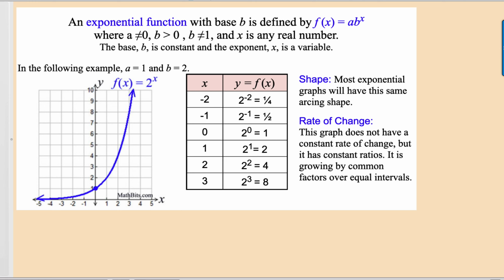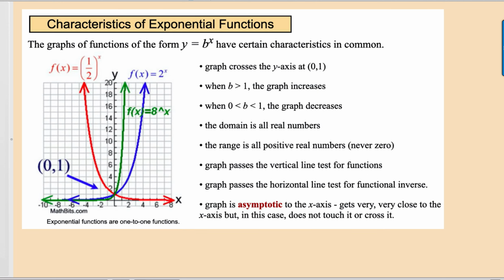Very interesting shape. Notice where it crosses the y-axis, and notice that it does not cross the x-axis. The rate of change is not constant because the ratios are not the same. Let's take a look at some of the characteristics again a little more closely. The graph does not cross the x-axis.